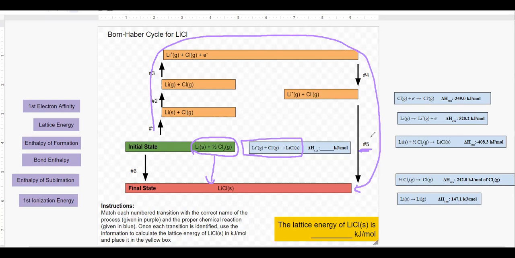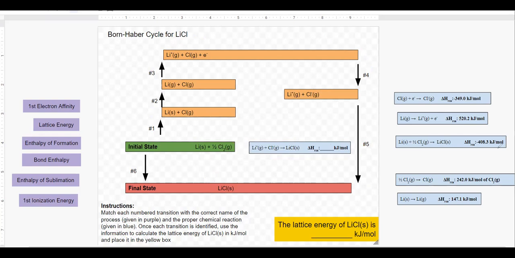Step number 5 is the amount of energy that gets released when we go from being the ions in the gaseous phase down to their solid. And so we can compare steps 1, 2, 3, 4, and 5 versus step 6. That's going to help us isolate step 5, which is actually our lattice energy. So the first part is we have to identify each of those points.